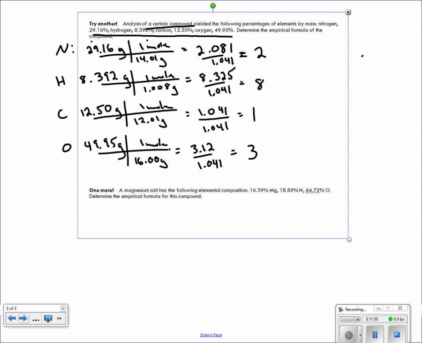So we have our final step, which is multiply till whole. Now in this case, we're already there. Every single number that we have is a whole number, so we don't really have to do anything for that last step. So again, what that tells us is all of these numbers tell us the quantity that each element will appear in the compound. So our final answer, the empirical formula, is N2H8CO3. So this is the empirical formula of the compound.